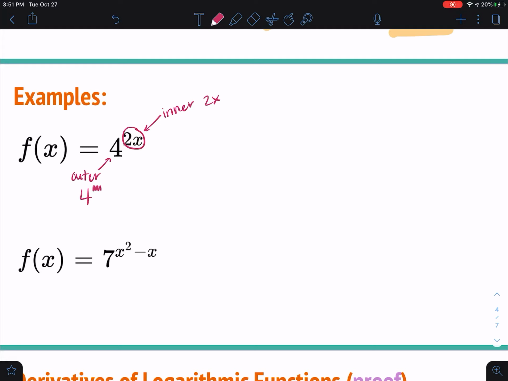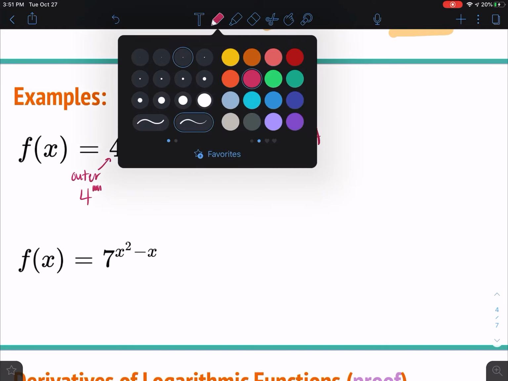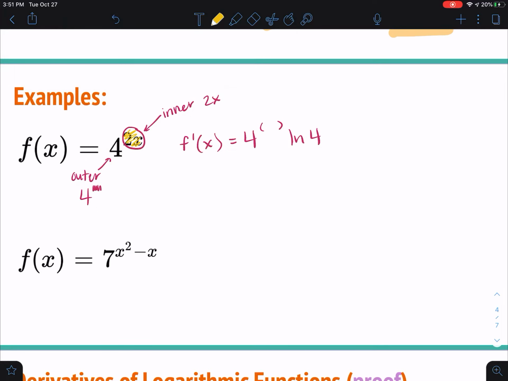So I want to do the derivative of my outer function. If I do f prime of x, the derivative of 4 to the something is going to be 4 to the something times the ln of 4, okay? And remember, that something up here that was ignored is going to stay as 2x. So all I did was the derivative of 4 to the 2x, just like I did before. But now, since my exponent is not just an x value, I have to also multiply by the derivative of 2x. So if I do dy dx, that's going to be 2. Okay? And that's your final answer there.